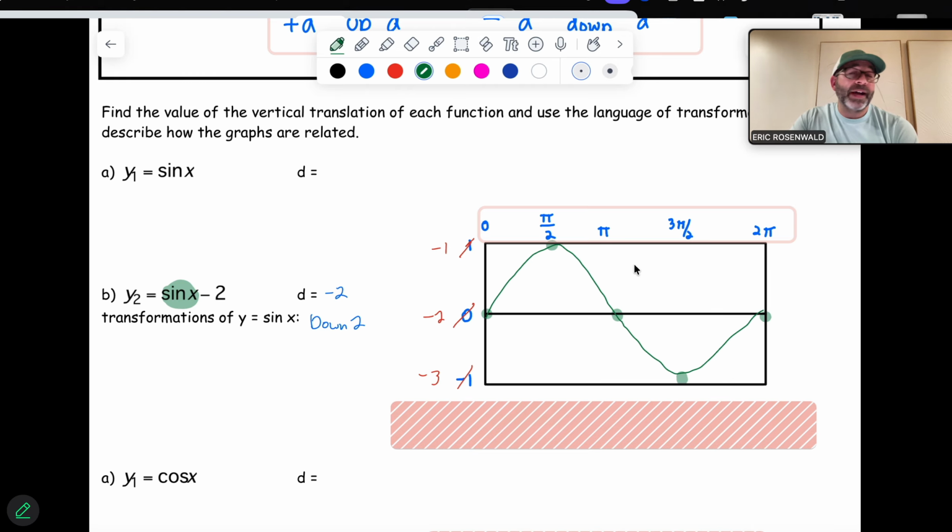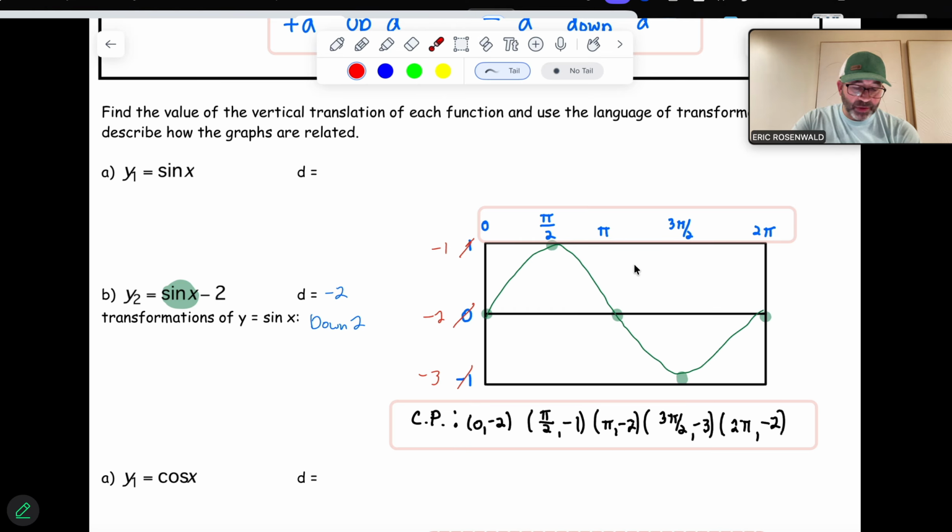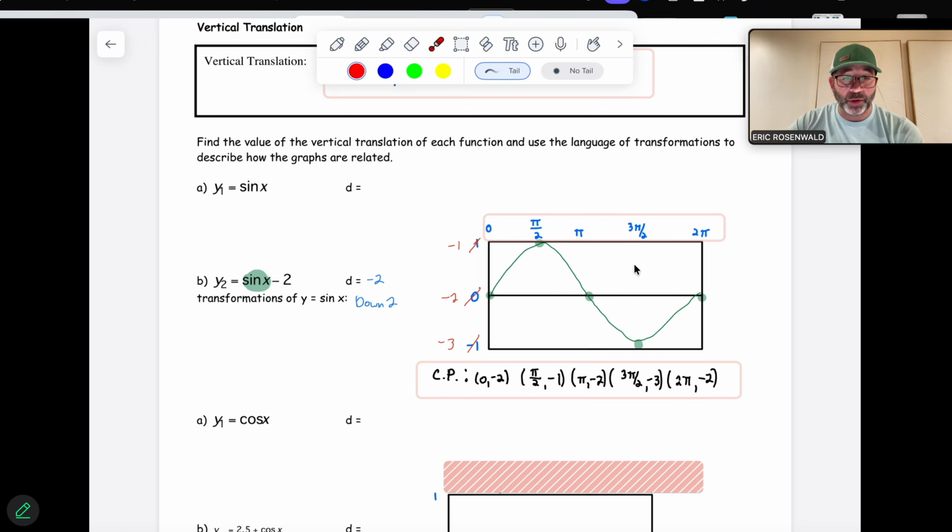So now what are the 5 critical points that make this up? The first one is right here, and is at 0, negative 2. The next one is going to be right here, and that's going to be at pi over 2, negative 1. And then the next one will be over here at pi, back at negative 2. And then it's going to be at 3 pi over 2, negative 3. And then we're going to be back at 2 pi, negative 2. So those are your 5 critical points. That's it. That's all we're doing. Just coming up with the graph and the points.